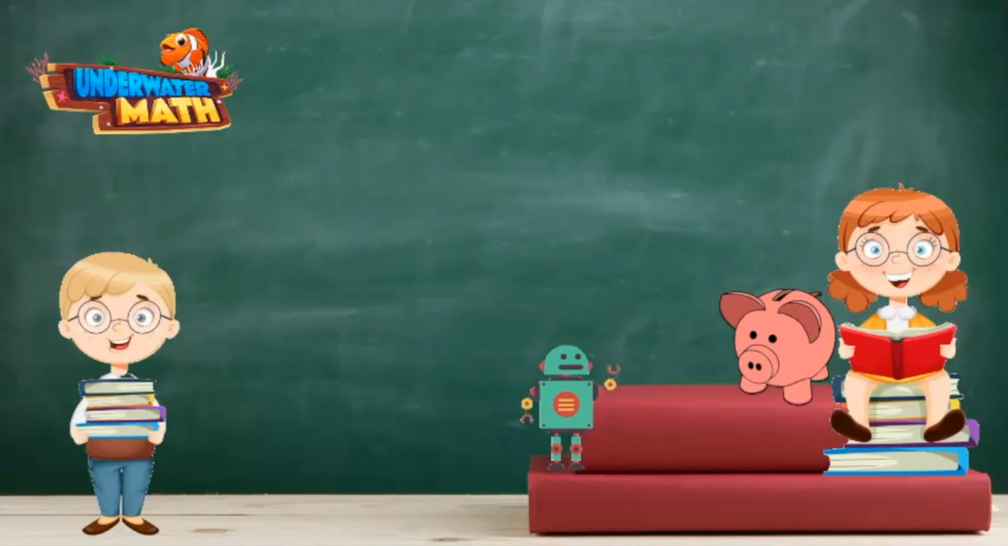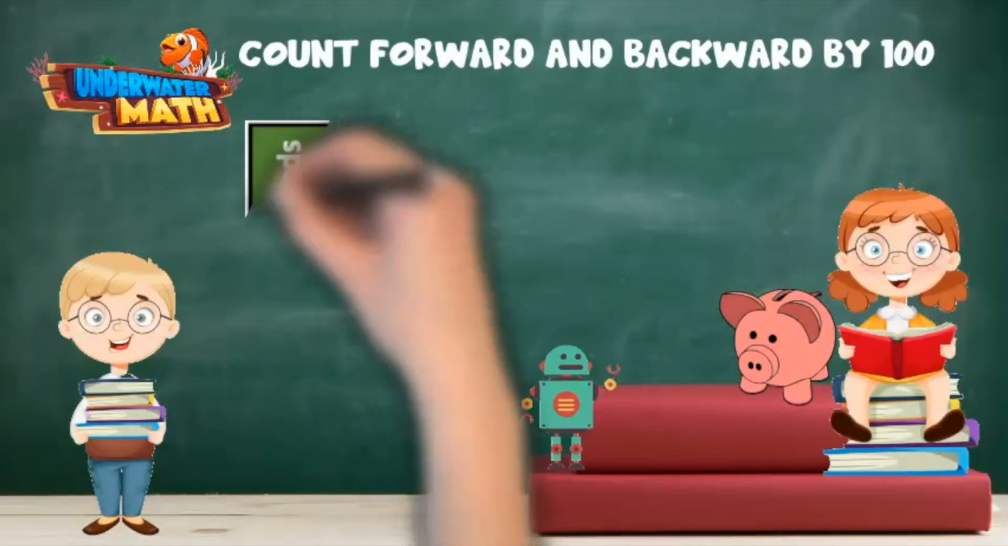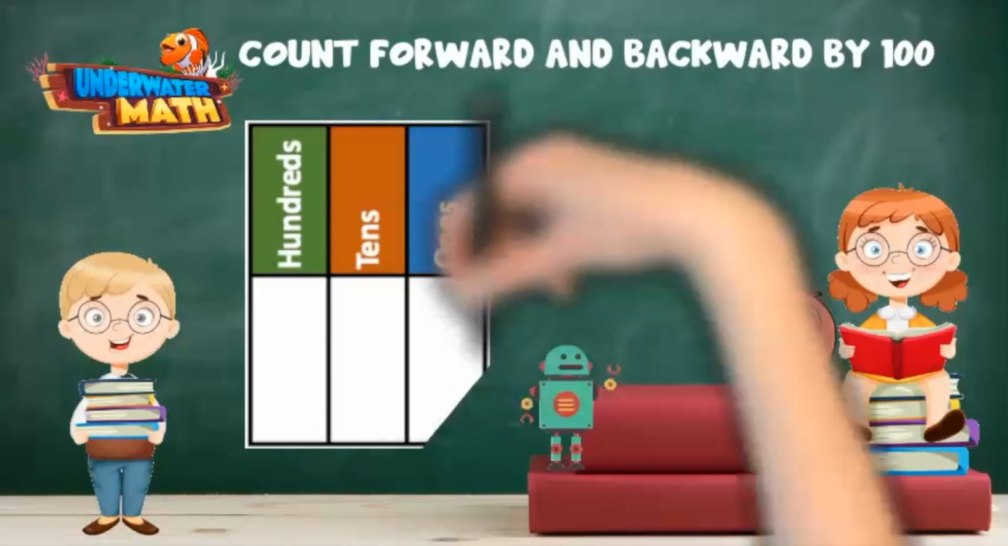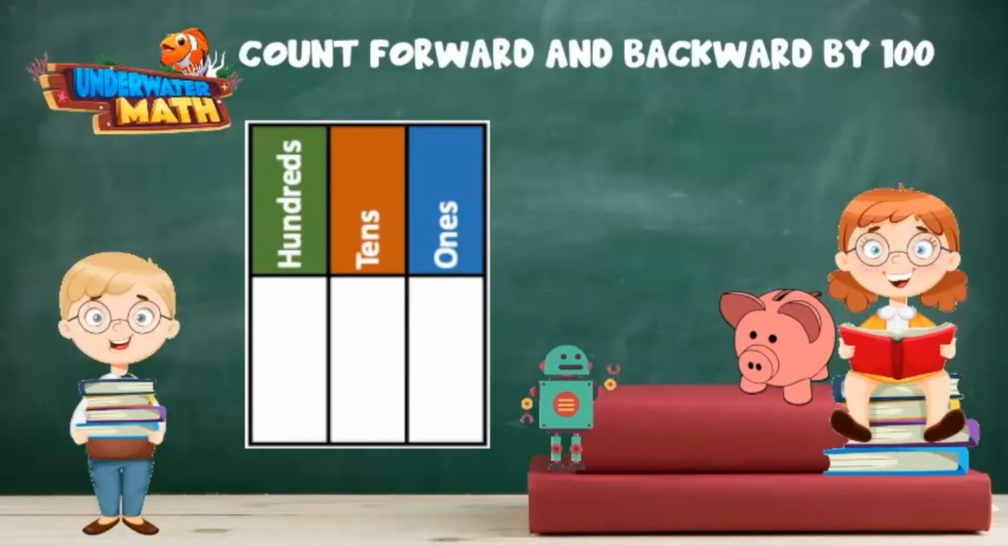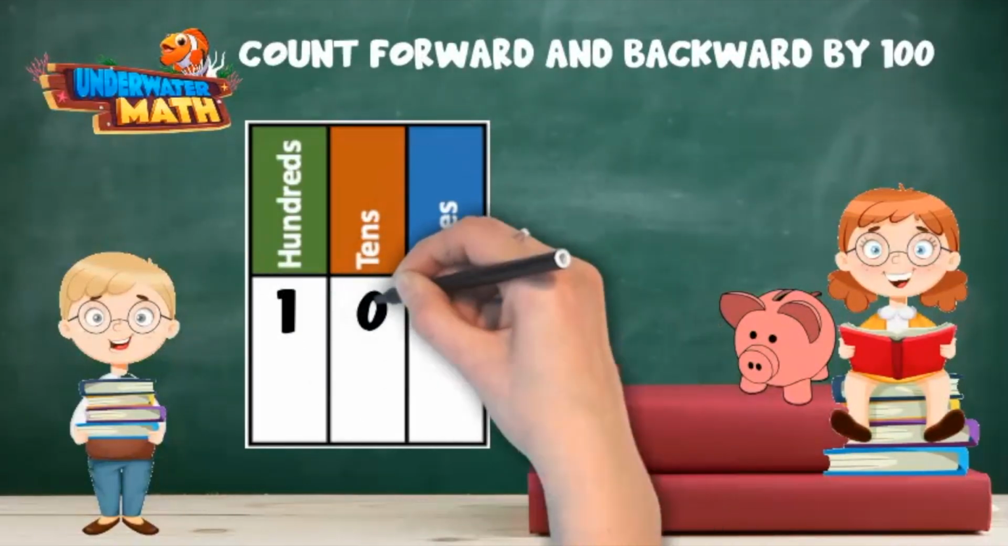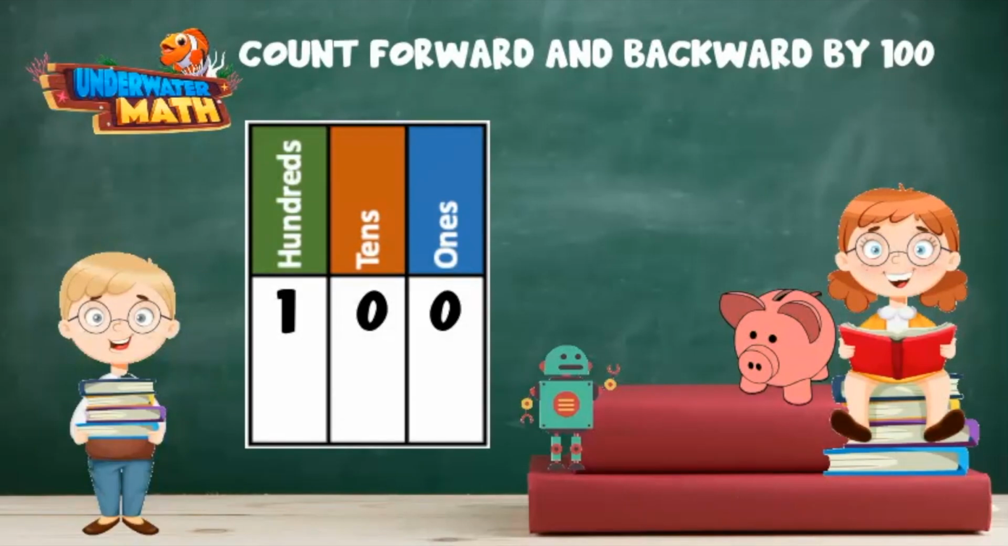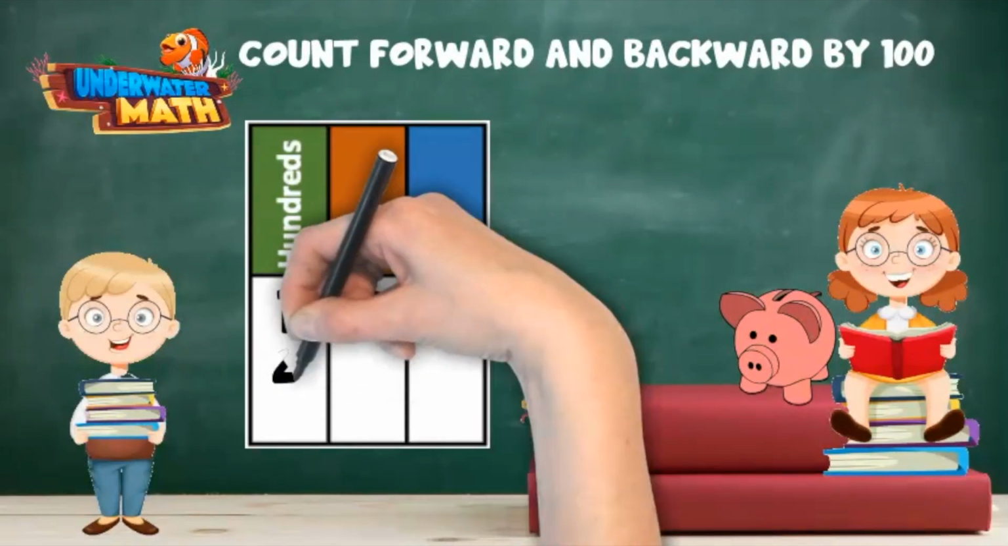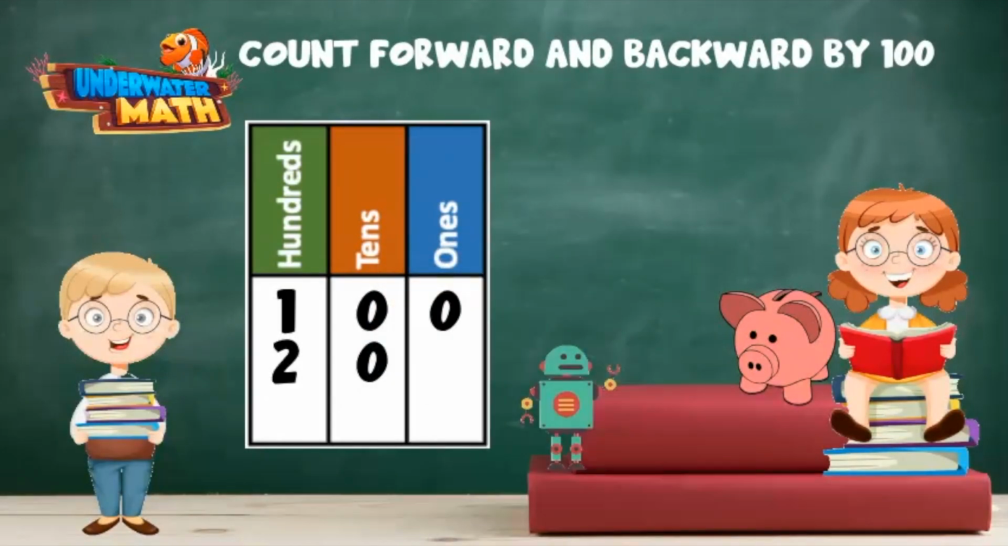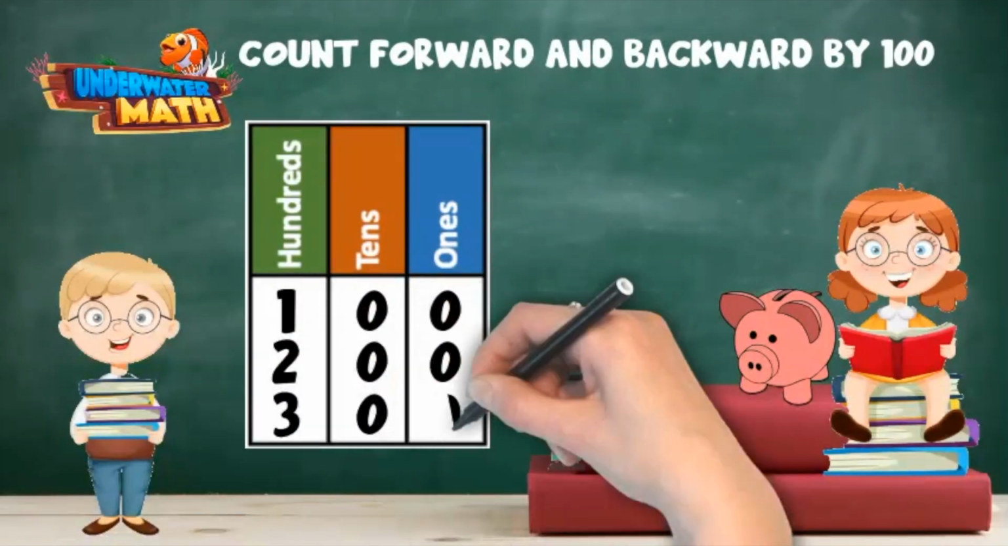Great work. Last one, we need to count forward and backward by 100. Let's use a place value chart. If we count forward by 100, the number is growing larger by 100. The hundreds place will change from a 1 to a 2, so the next number would be 200. If we count forward again, the answer is 300.